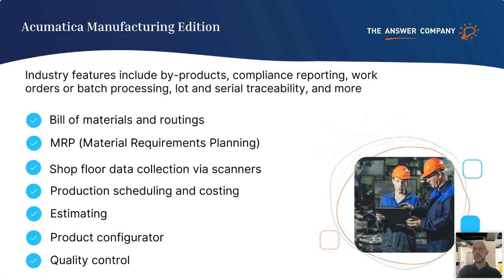The Acumatica Manufacturing Edition offers a comprehensive set of features designed to optimize every aspect of your manufacturing operations. Let's dive into the key functionalities that set this solution apart and help manufacturers improve efficiency, visibility, and control across the production process. Bill of materials and routings.